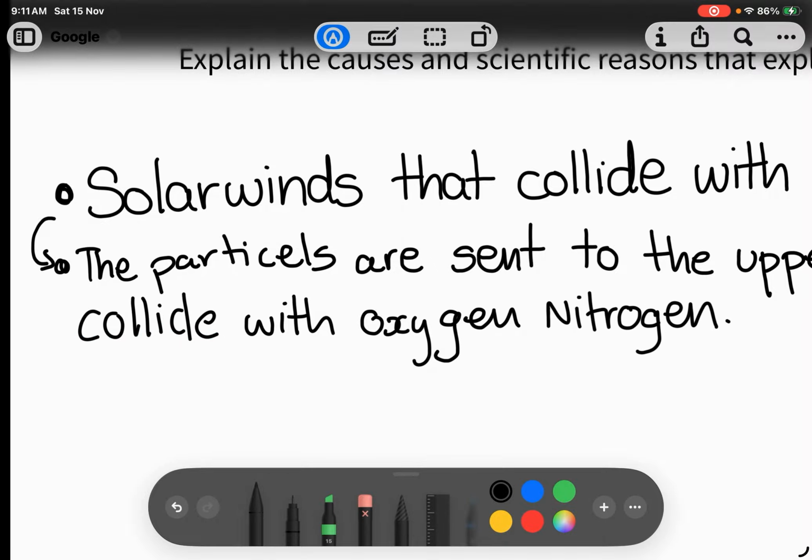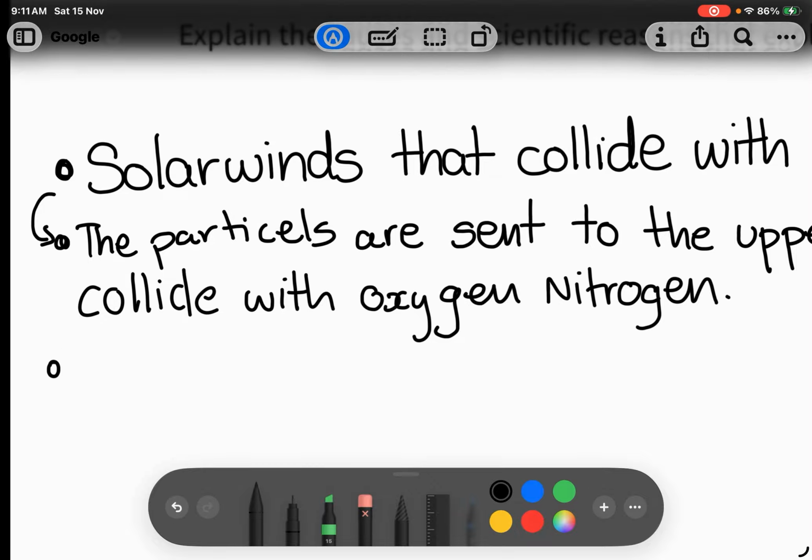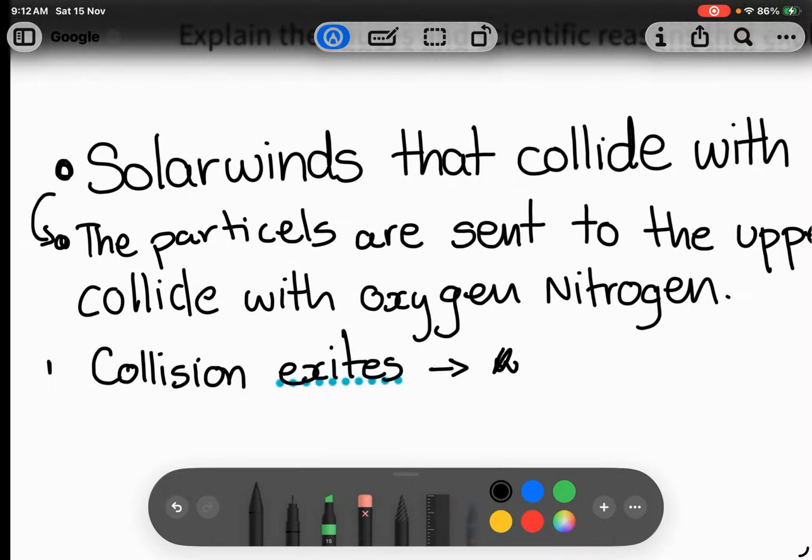Okay, so of course when they collide they gain energy. Basically when they collide they get excited, and after gaining energy they start glowing, as a form of releasing the energy. So the collision excites them, which emits light. They emit light.